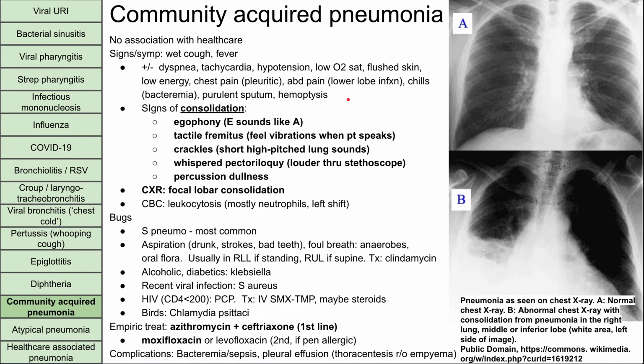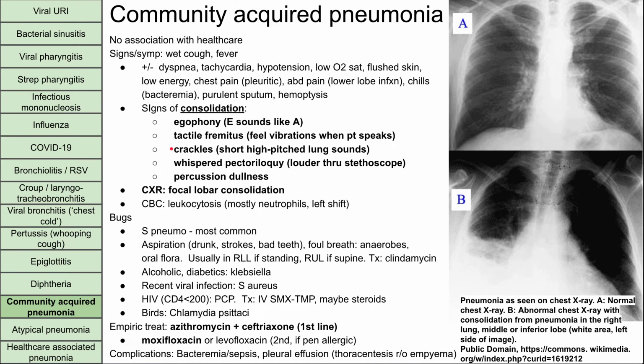Now, there are a couple signs of consolidation on exam, so this might help you identify community-acquired lobar pneumonia. There's egophony, which is when you're listening to the patient and you have them say the vowel E, and it sounds like they're saying A when listening through their lungs. So normally, if they say E, it would sound like E if their lungs are clear. But if there's a lobar consolidation, if they have a lobe of their lung that's filled with fluid and pus and bacteria, that E will sound like an A.